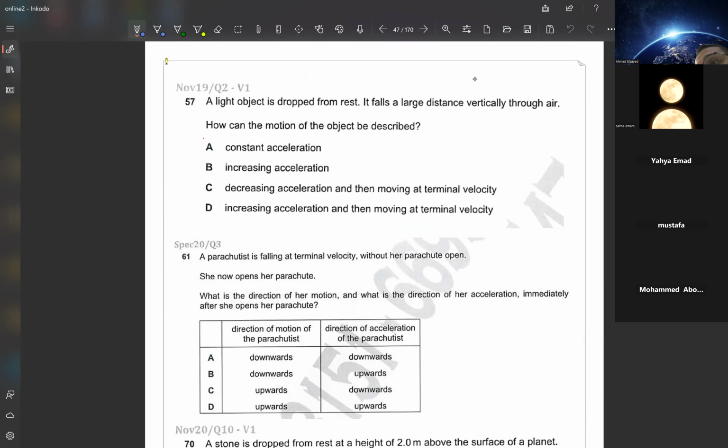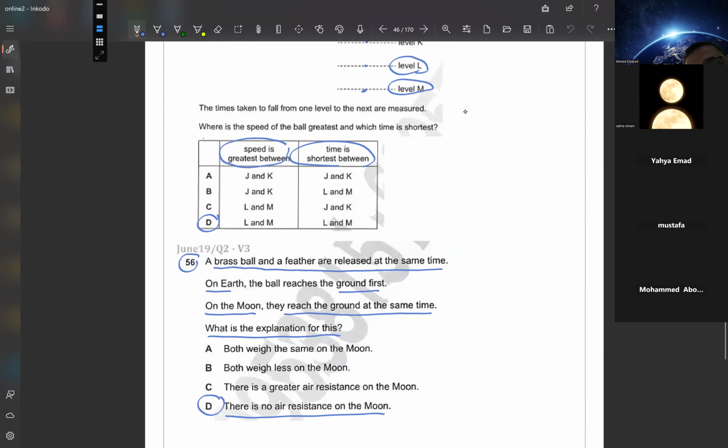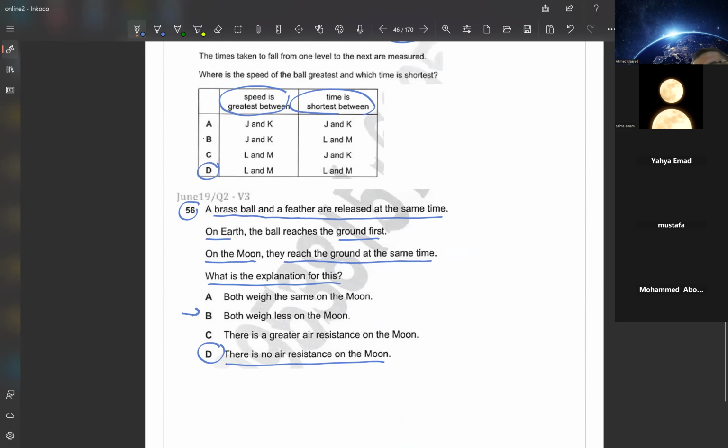So why wouldn't it be option B? Okay, so again, you want to choose B, right? But again, the question is why both objects reach the ground together. Is this due to weight or because we don't have air resistance, Mustafa? Because we don't have air resistance. Thank you. So the answer is D.